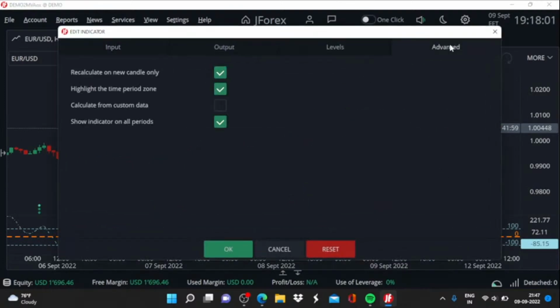I hope you have been able to understand these finer points of how you can take advantage of this indicator to look for opportunities to trade in the market using this CCI indicator.